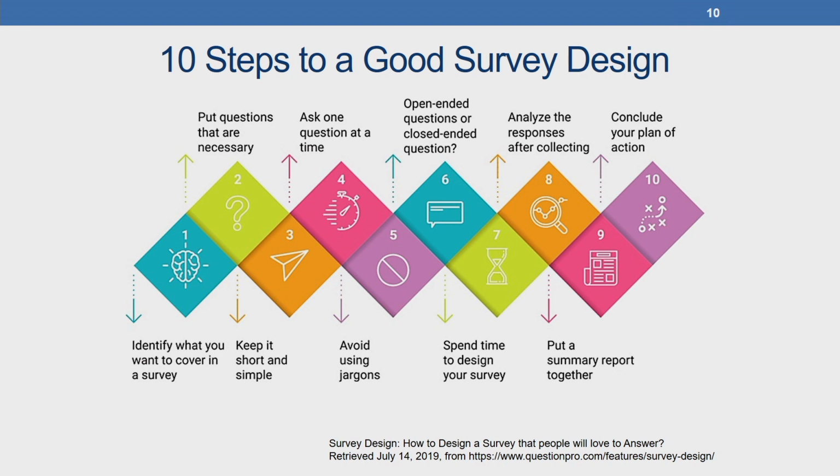Okay, so these are the 10 steps to a good survey design. First, we need to identify what it is that we want to cover in a survey. Suppose we are carrying out a study on complementary feeding practices. This is the example which I have been taking in the last few weeks, and we want to investigate particular questions with regard to food diversity, food composition, the frequency in which food is being fed, and the various socio-economic correlates that go on to affect these complementary feeding outcomes.